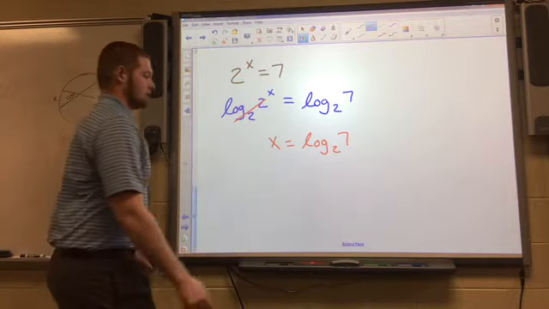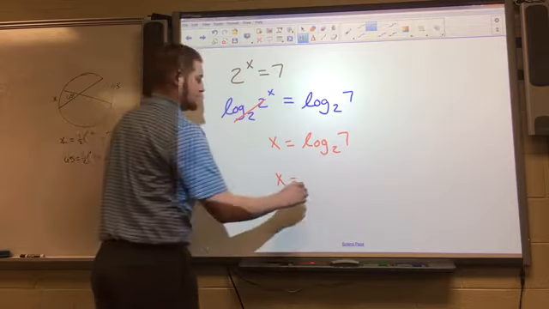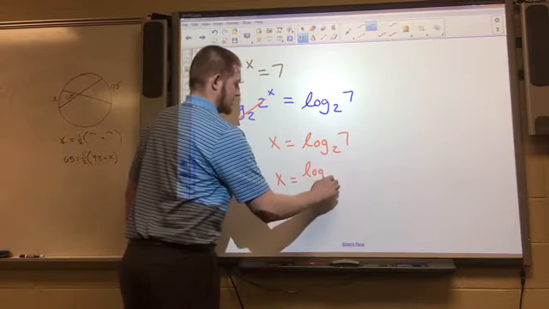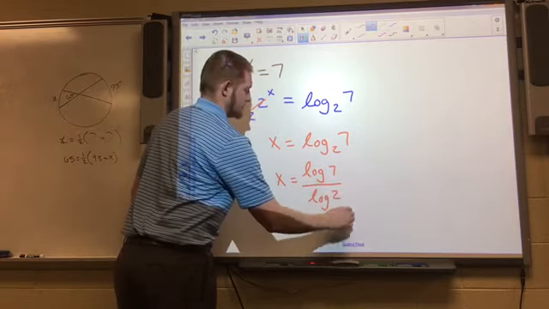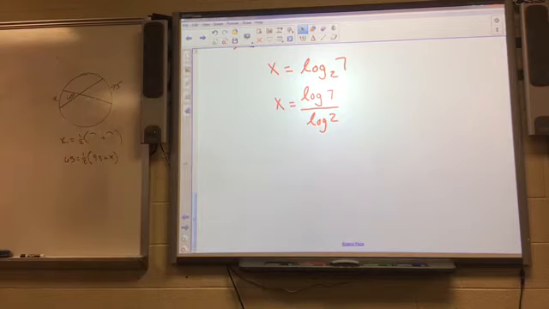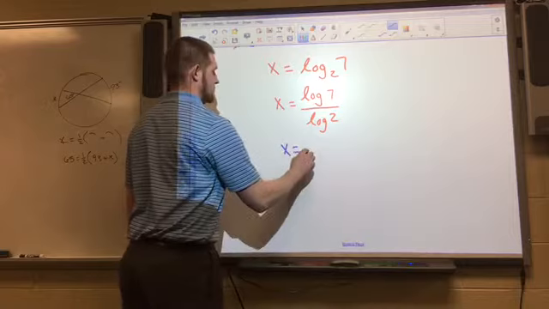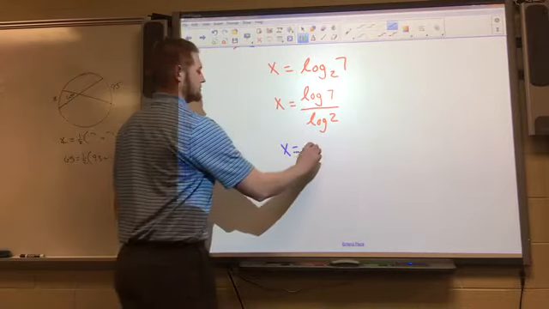Change of base formula. So, like Jack just told me, I'm going to change my base to 10. So I have log base 10 of 7 divided by log base 10 of 2. And we can do what? Just plug that in our calculator, right? Log of 7 divided by log of 2. .81.